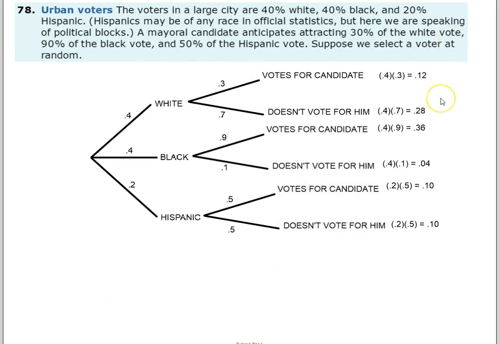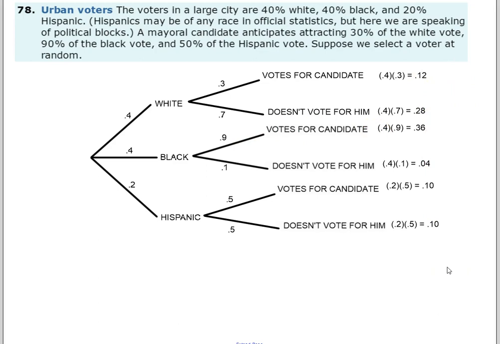Now in this last row, we get the entire sample space. This would be the probability of a randomly selected voter being white and voting for the candidate, 0.12. Being white and not voting for the candidate, 0.28. Black and voting for the candidate, black and not voting. Hispanic and voting for the candidate, Hispanic and not voting for the candidate. So there are 6 different outcomes, and here are their probabilities. Each time you're multiplying together the given probability times the conditional probability, and these add up to 100%.